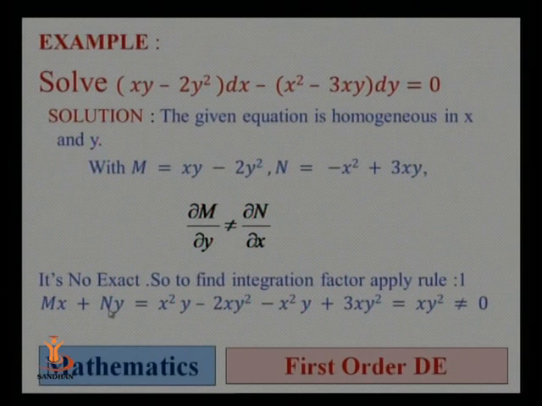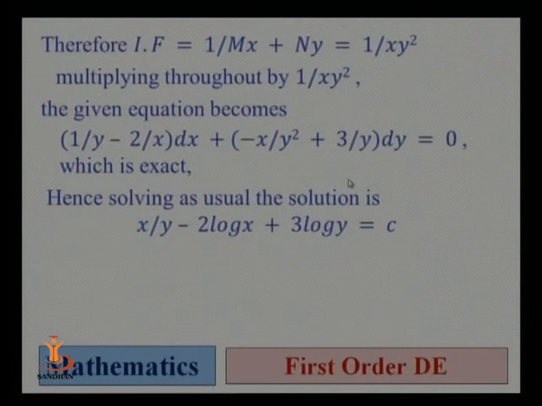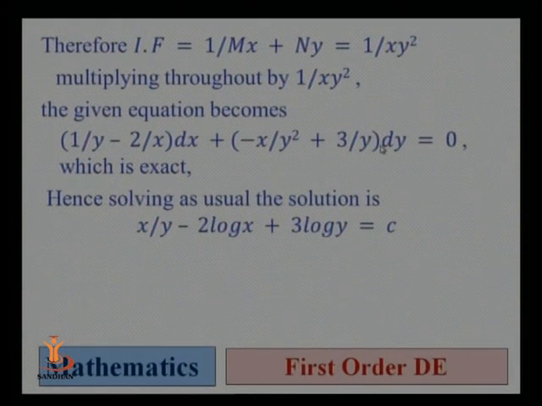So Mx plus Ny. Multiply this M with x and multiply this N with y. Adding these two, we get xy square, which is not equal to 0. So therefore the integrating factor is 1 upon Mx plus Ny, so 1 upon xy square. Multiplying both sides, we get this equation.